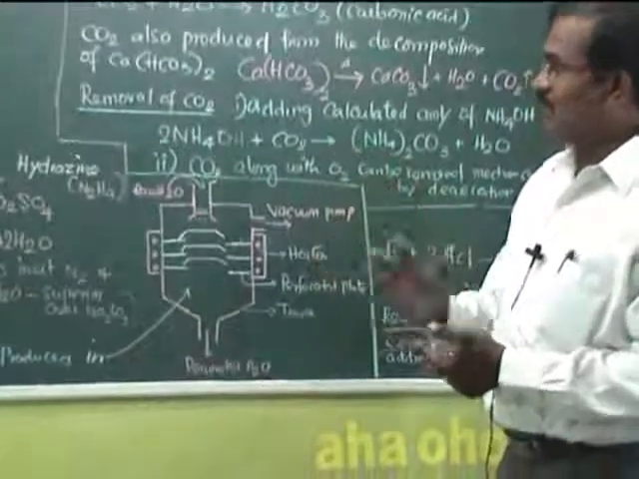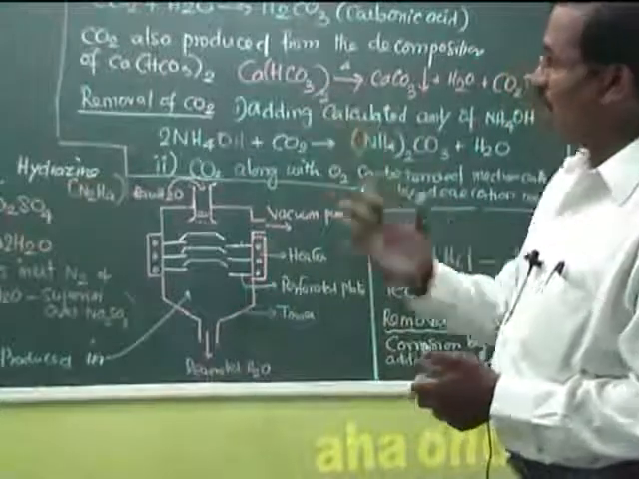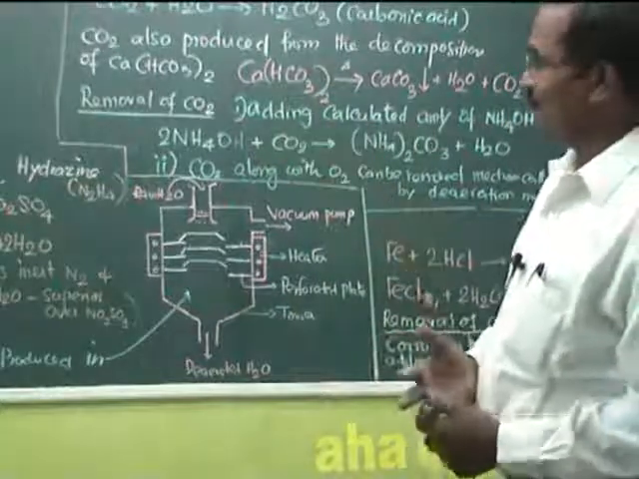This is the second method. So these are the two methods by which we can remove DO to avoid boiler corrosion due to dissolved oxygen.